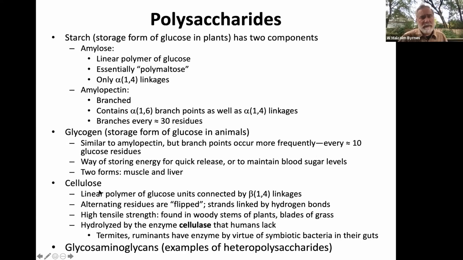Now, cellulose is a linear polymer of glucose units that are connected by beta-1,4 linkages. Alternating glucose residues are flipped, so the strands are straight, they're linear. If you look at glycogen or starch, for example amylose, where you have alpha-1,4 linkages, the polymers tend to form these whorl-like structures, W-H-O-R-L, sort of a spiral structure. Whereas in cellulose, because every other residue is flipped, you don't see that, and the strands are linear.